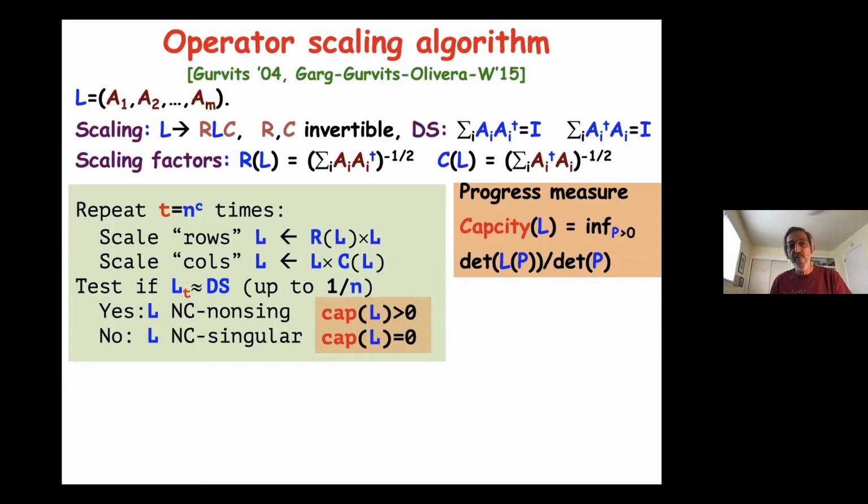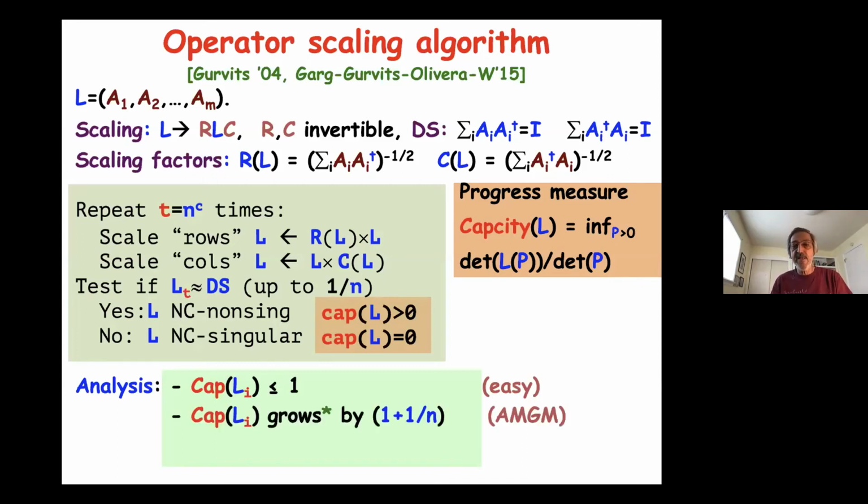Or it follows from his work. He was not looking at non-commutative singularity, but it follows from his work. So it is a problem we want to solve. And then he said, well, let's try to run the LSW analysis with this progress measure. And the first step is easy. The second step is easy. In fact, they are the same. They are essentially the same proofs.